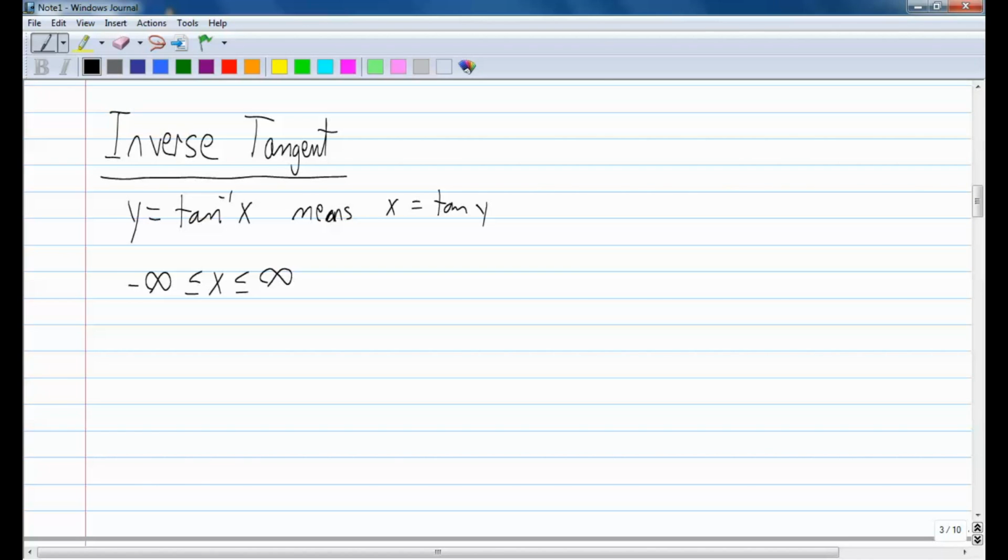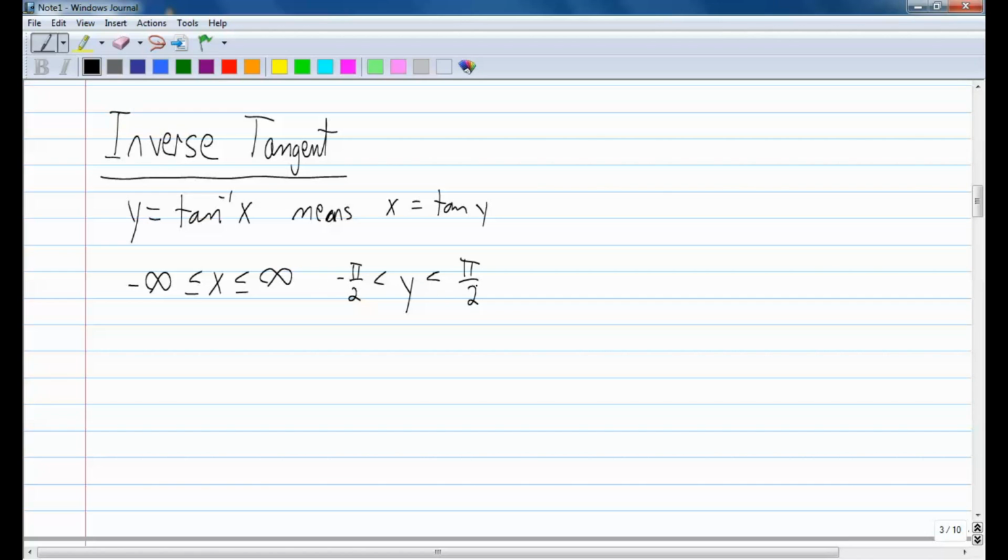Now, what kind of answers can we get out when we take the inverse tangent? Here's why it's very similar to inverse sine. The answers that we get out when we work out inverse tangent have to be between negative pi over 2 and pi over 2. Notice that I didn't put an equal to bar under the inequality signs. That's because you can't take the tangent of pi over 2 or the tangent of negative pi over 2. That's where we have our vertical asymptotes. That's where tangent is undefined.